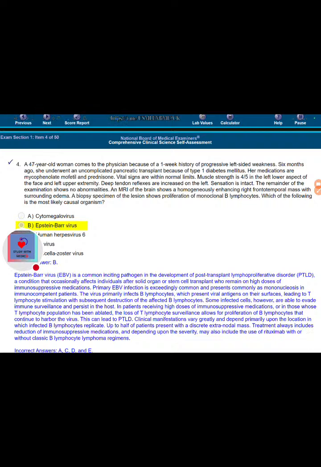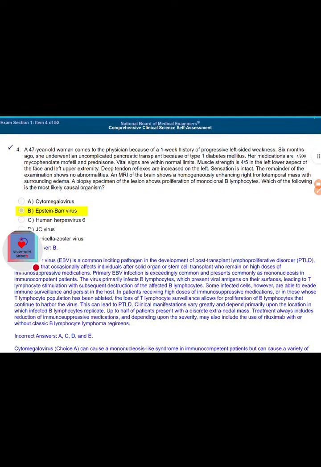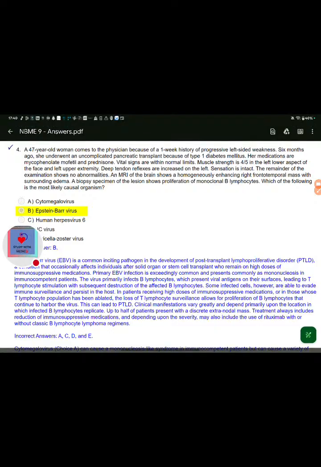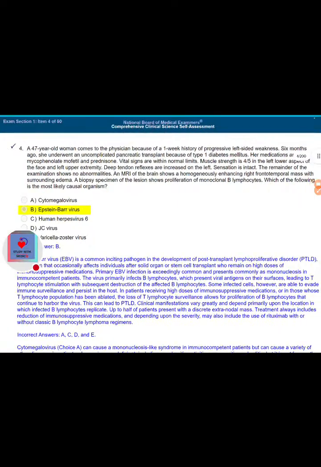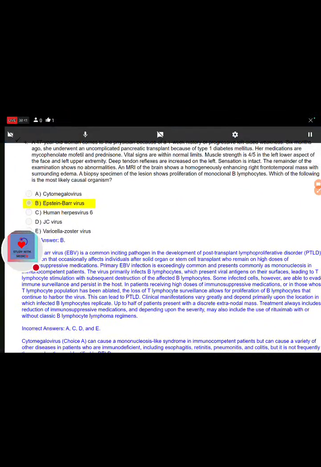Clinical manifestations vary greatly and depend primarily upon the location in which the infected B lymphocytes replicate. Up to half of the patients present with a discrete extranodal mass. Treatment always includes reduction of immunosuppressive medication and, depending upon the severity, may also include the use of rituximab with or without classic B lymphocyte lymphoma regimens. So mononucleosis was the monoclonal B lymphocytes.